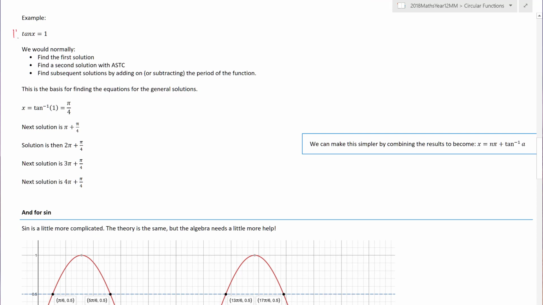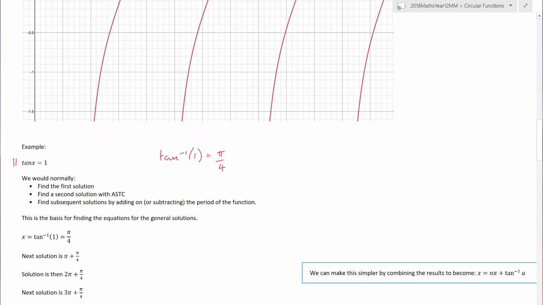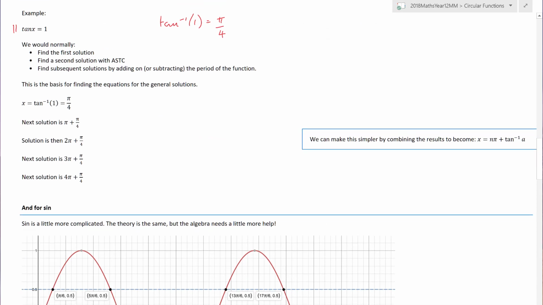Right, so because I know what the inverse tan of 1 is, I'm just going to try and find where tan x is equal to 1. So first things first, tan to the minus 1 of 1, I know, is pi on 4. It's 45 degrees. So that is my first solution, pi on 4. We know, as I've said, to get to each successive solution, I would just add on pi. So my first solution is pi on 4. My next one would be pi plus pi on 4. Then 2 pi plus pi on 4.